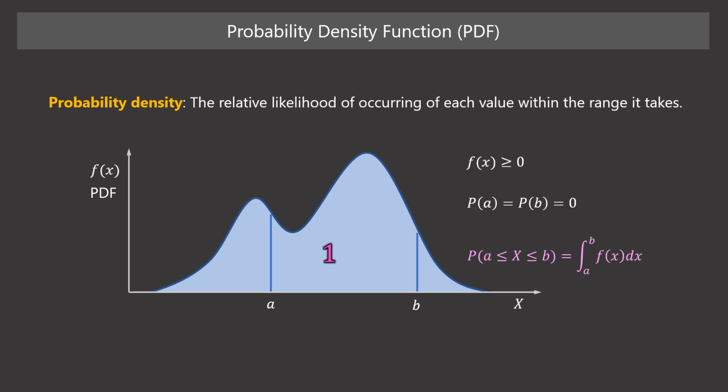For example, to calculate the probability for the interval between A and B, we need to calculate the area of the region between the curve and the x-axis for the range between A and B. We can do it by the integral of the probability density function, setting the interval as A and B.